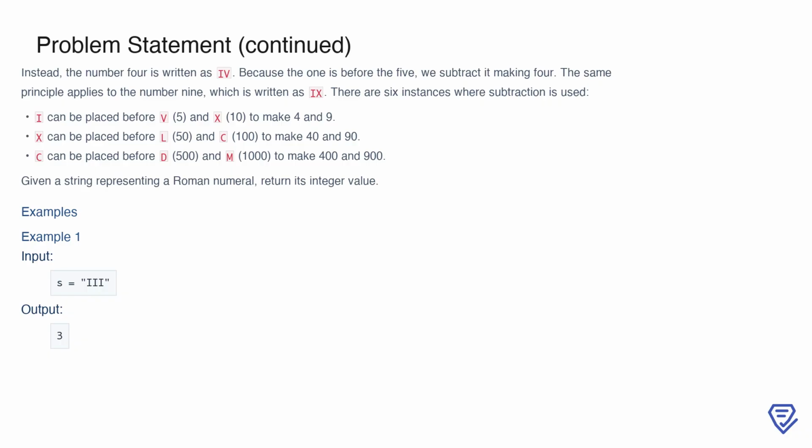I can precede V to form 4, and I can precede X to form 9. Likewise, X can come before L and C to represent 40 and 90, respectively. Finally, C can precede D and M to form 400 and 900. Given these rules, the problem asks us to take a Roman numeral as input and return its corresponding integer. For example, if the input is III, the output is 3, since it simply consists of 3 ones added together.